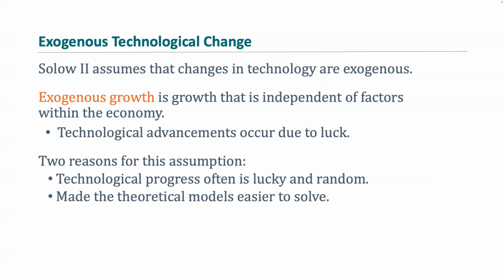So exogenous just means that it's not a result of any particular thing, it's just luck, whereas endogenous would mean that essentially somebody did something very specific that they meant to do that was related to technology. So that's not the case. It's really just mostly luck.